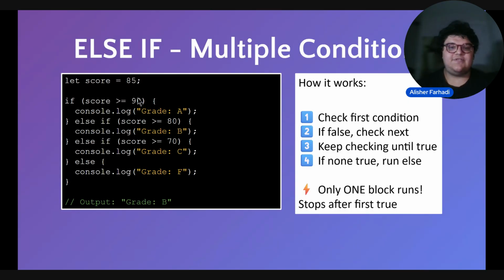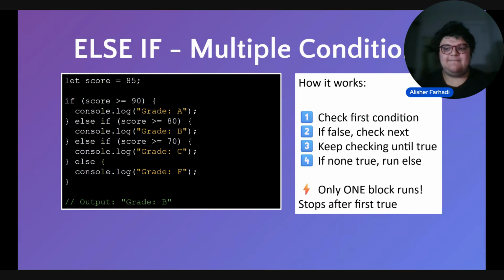And what's very important in this situation is that we check it in reverse, in descending order of the score. Because if you take a look at this, 85 is greater than or equal to 70, and it's also greater than or equal to 80. So in this case, if we were to do it in a different order, if we were to start with 70, it would just assume that we have grade C, because once the condition is true, it will not check for the next condition. So you want to start in a certain descending order.